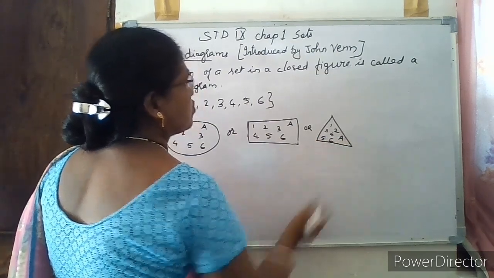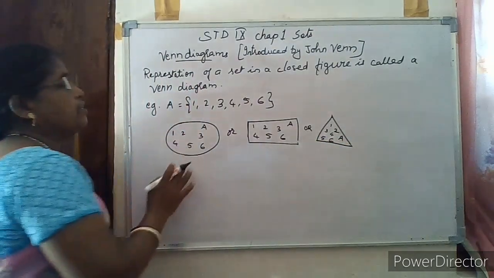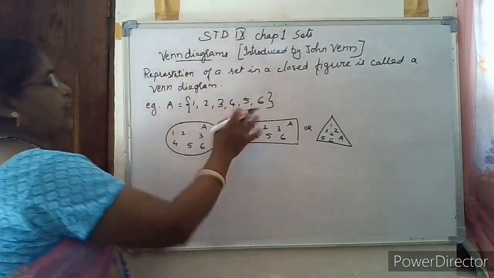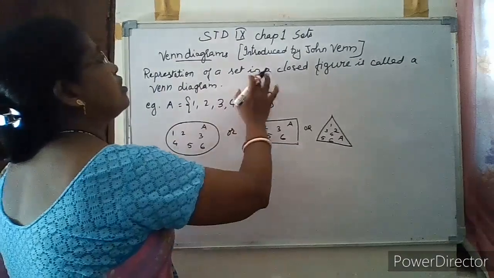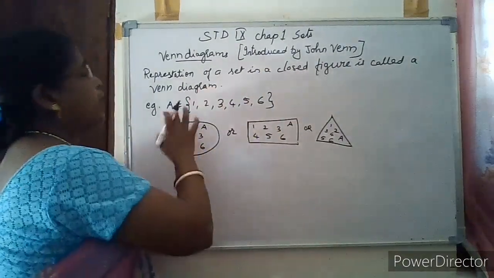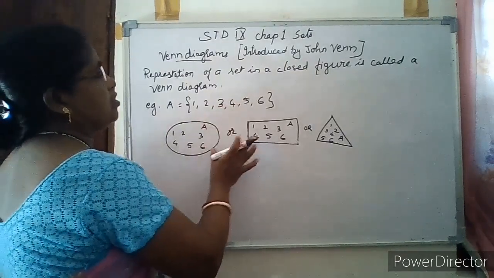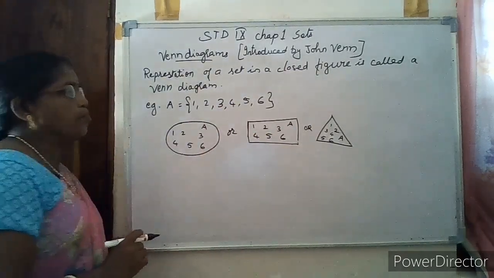1, 2, 3, 4, 5, 6. So writing the elements of the set in a closed figure is called a Venn diagram. This is the way we can represent a set in the Venn diagram.